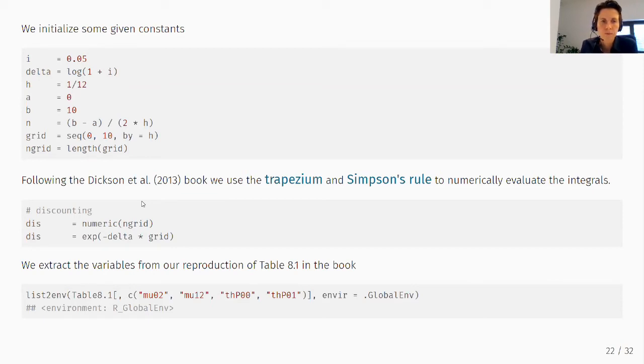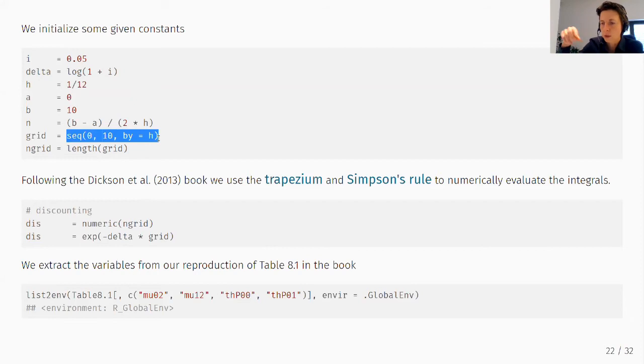So first of all, let me look at the discounting factors. So the discounting factors, that's e to the power minus delta times t, right? But the time points t that I wish to consider are those points which are stored in my grid.